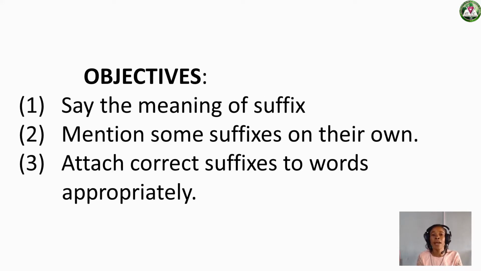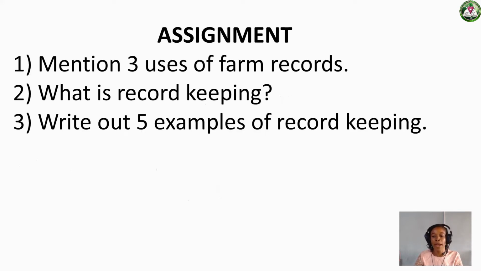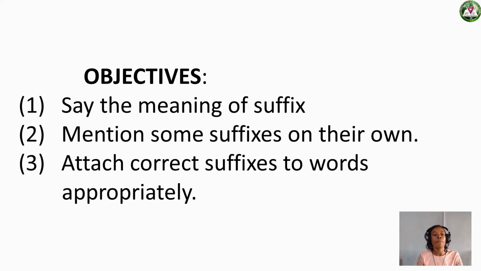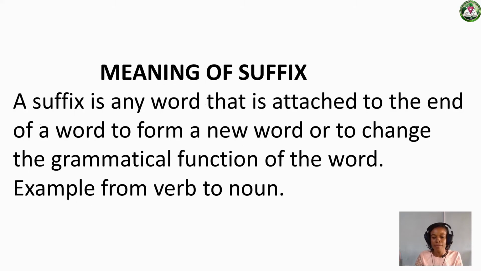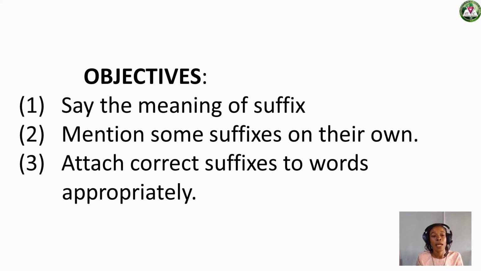Now, there are objectives that are expected to be achieved at the end of this lesson. We have three objectives. Number one, at the end of this lesson, you'll be able to say the meaning of suffix. You'll be able to mention some suffixes on your own, giving examples of suffixes. Then, the third objective, you will be able to attach the correct suffix to words appropriately. These are the objectives.